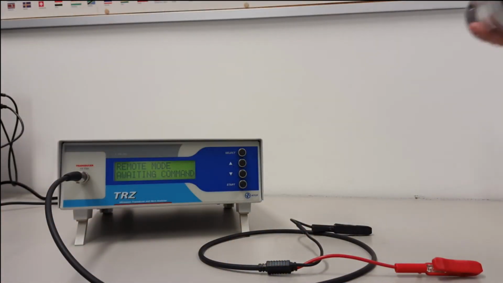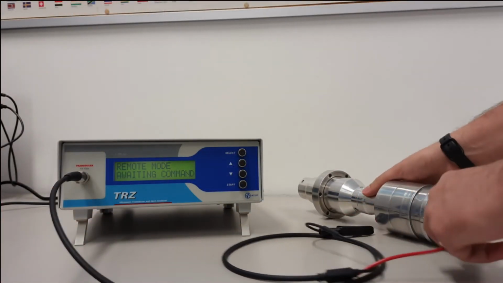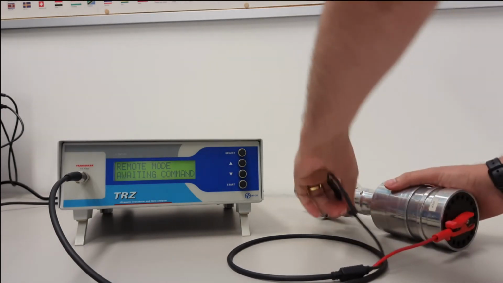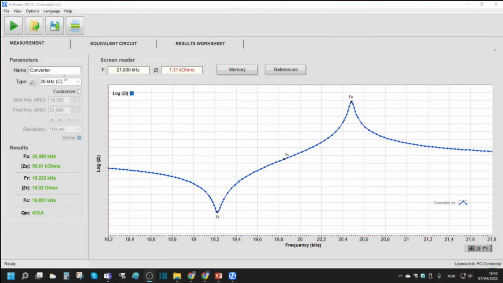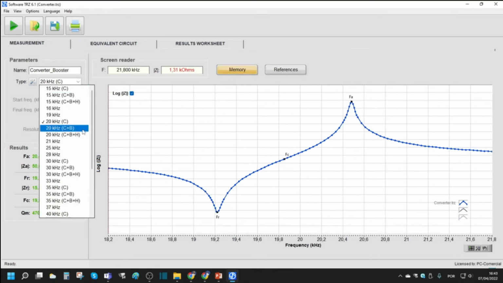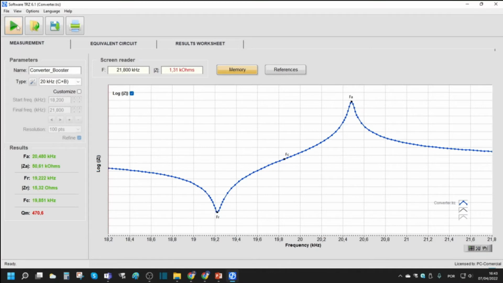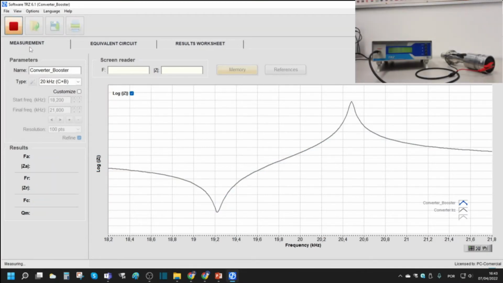Then, just connect the alligator clips in the same places as the converter test. The acceptance criteria of the converter plus booster is related to the frequency of the converter alone. That's why we need to turn on the software memory function to compare the curves. After that, we need to change the software from C to C plus B, because we are testing converter plus booster. Finally, we click on play button to measure.